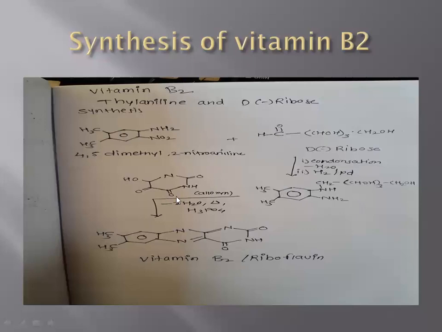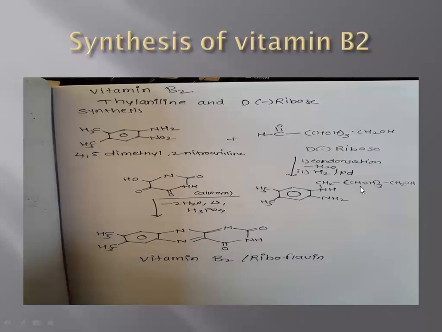Okay, next, let's see, we are adding alloxan. Sorry, this intermediate is going to react with another reactant, which is alloxan. In that, what happened? If you are able to see, there are two water molecules which are removed. Okay, two water molecules will remove. After that, we will get our final compound, which is nothing but your vitamin B2, riboflavin.